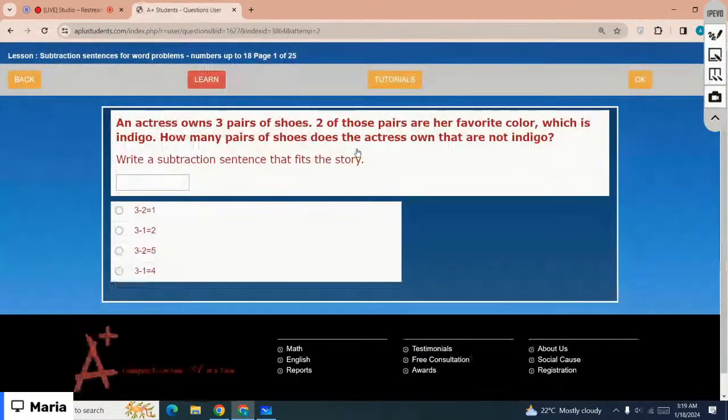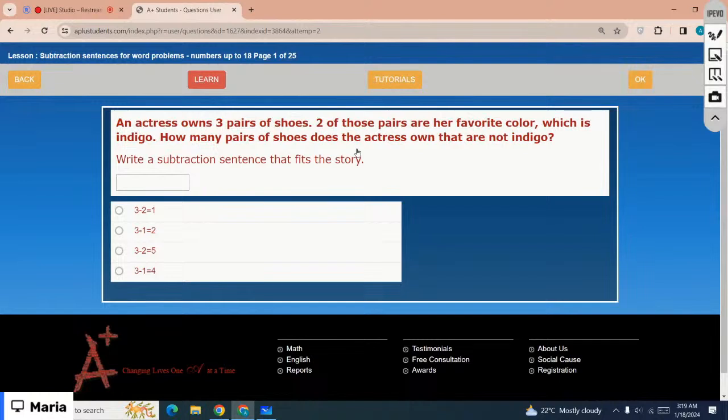Okay, that's the one. An actress owns 3 pairs of shoes. Two of those pairs are her favorite color, which is indigo. How many pairs of shoes does the actress own that are not indigo? Write a subtraction sentence that fits the story. So you have to write now the subtraction sentence, not only the answer, right?